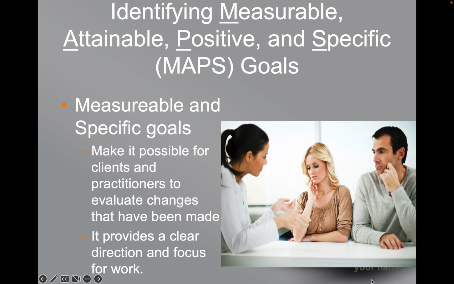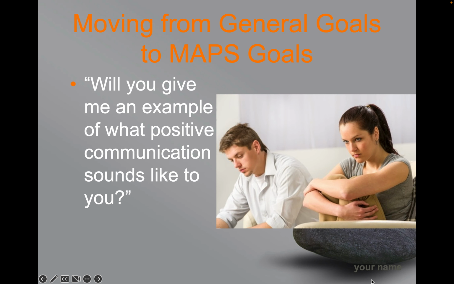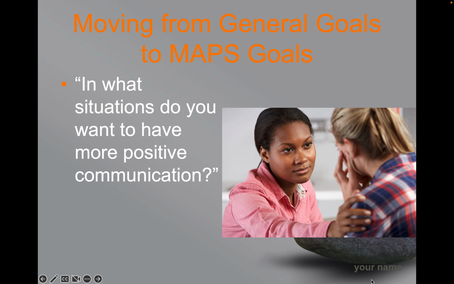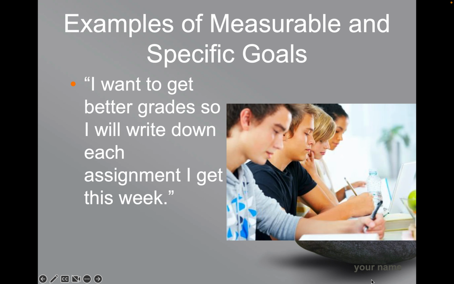Measurable, attainable, positive, and specific. That's the MAPS goals. Will you give me an example of what positive communication sounds like to you? When you have positive communication, what will you be doing that you weren't doing now? In what situations do you want to have more positive communication?